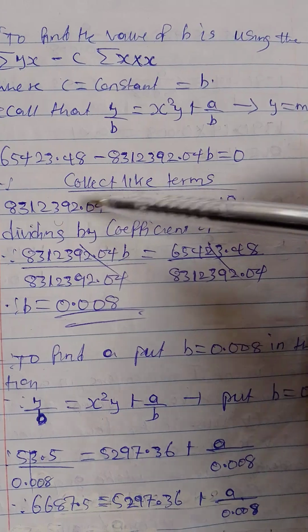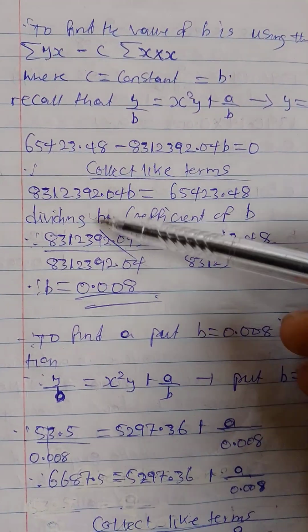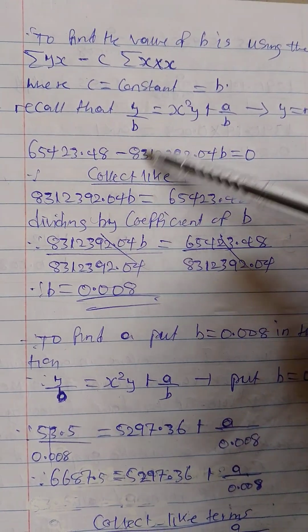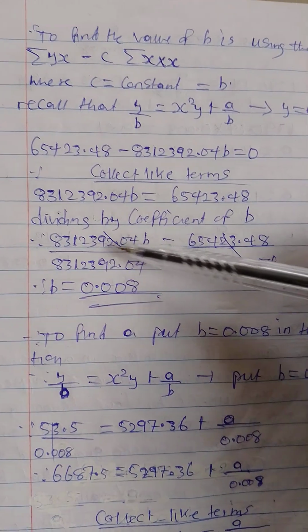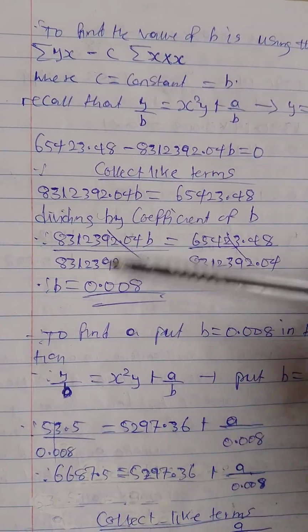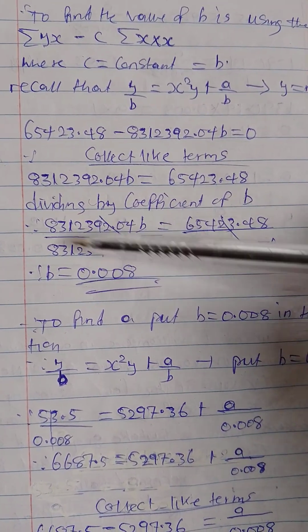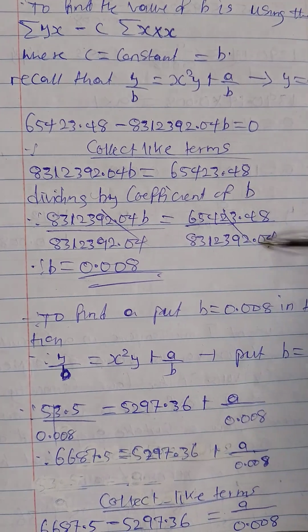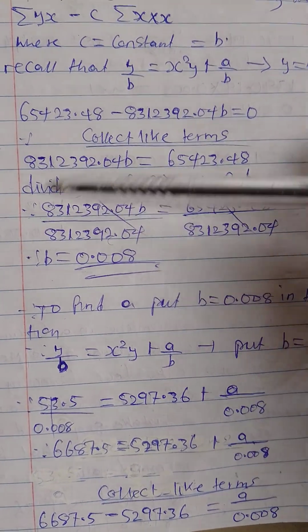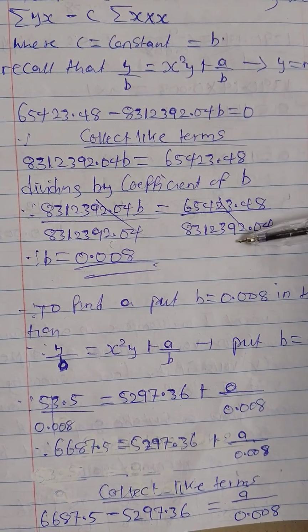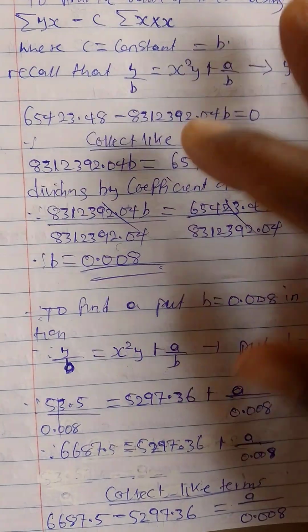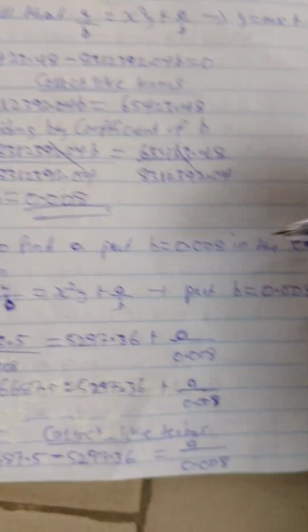Now what's next? If I collect like terms, this crossover here is equal to this. Therefore, divide through by the coefficient of b. The coefficient of b is this, so divide all through by 8312392.04. If I cancel this out, that remains b, and this divided by this will give 0.008. So b is 0.008.